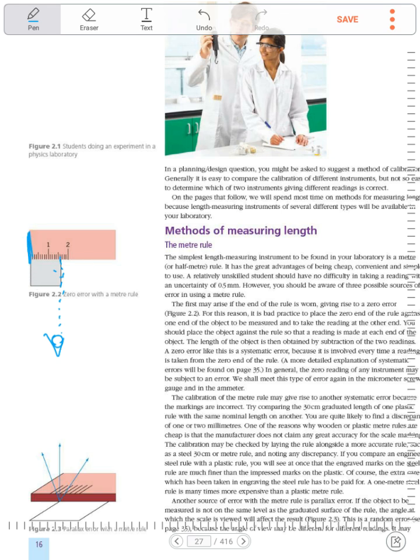So here the length is about 1.6 centimeter. If you do not start from 0, let's say this is the ruler, and here maybe 2, and you finish at 4.5, let's say. So the length is 4.5 minus 2, which is 2.5 centimeter.